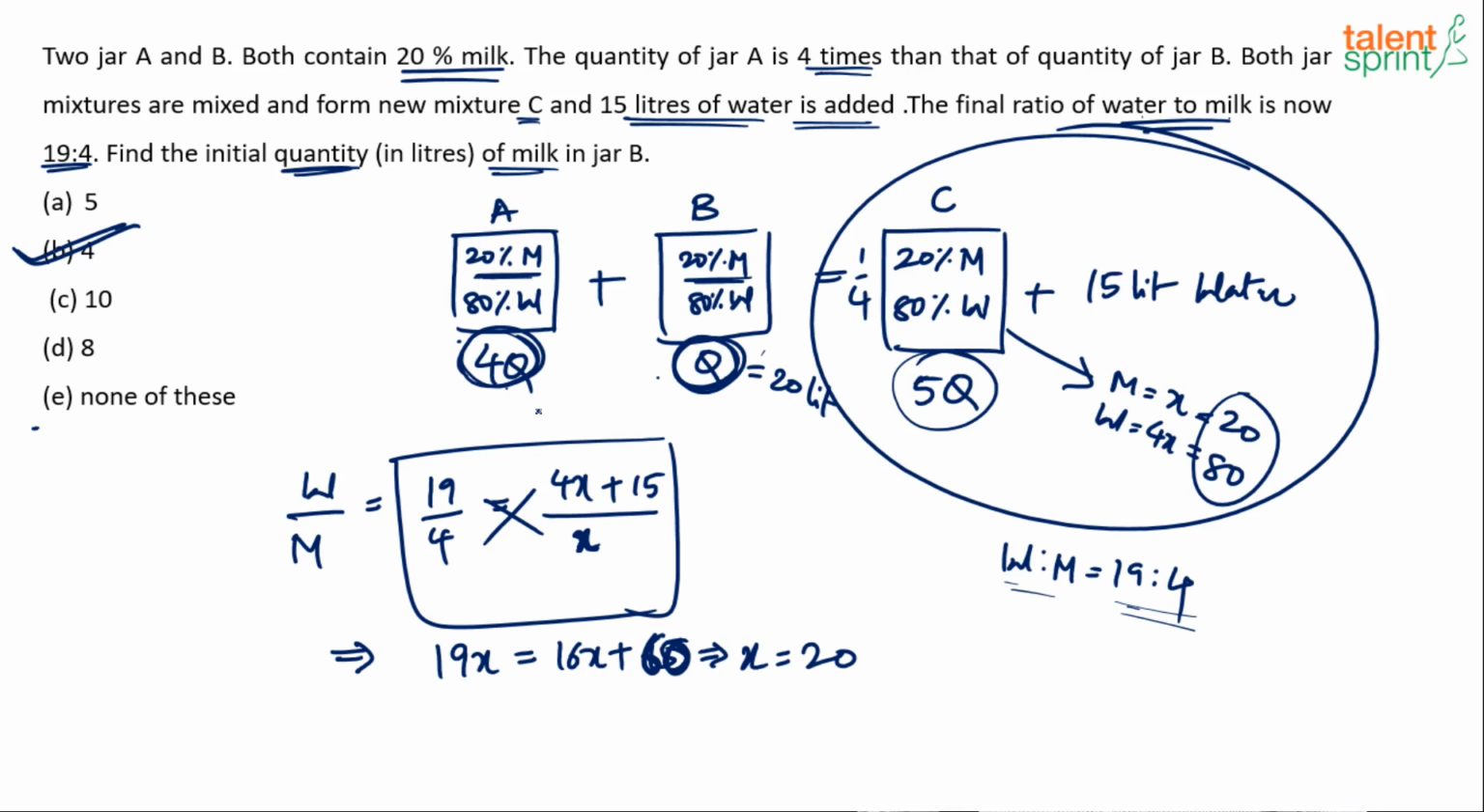We don't even have to do whatever equations we had done last time. Total quantity 5Q comes out to be 20 plus 80, 100 liters. If 5Q is 100 liters, 1Q will be 20 liters. And milk out of this is only 20%. So 20% of 20 liters, 4 liters is the answer.